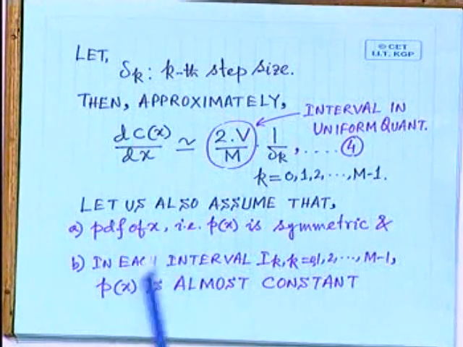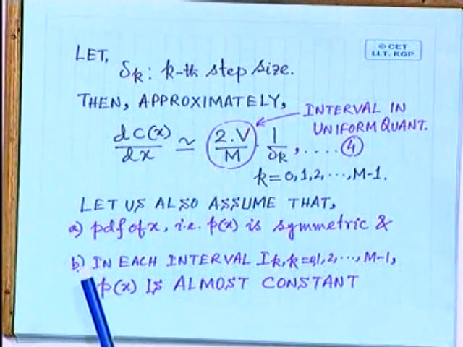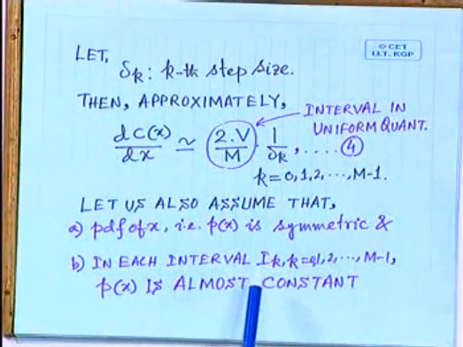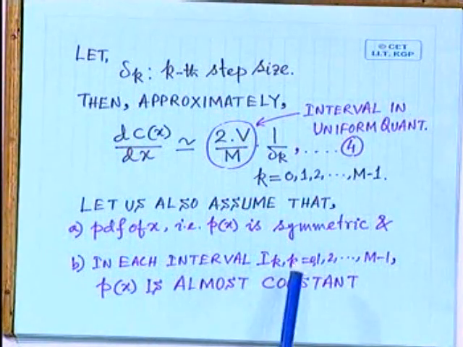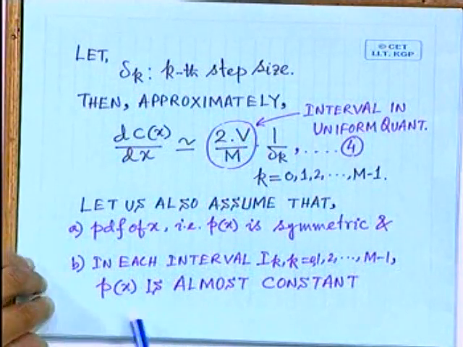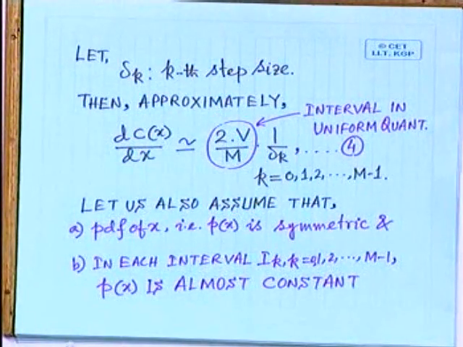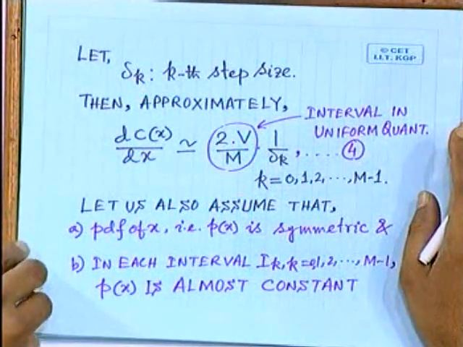Now, some set of assumptions: that PDF of x, the input signal, is symmetric around 0. That's fine, because we are expecting mean has been removed, as should be done. And then in each interval, let me call each interval by I_k, where k varies from 0 to M minus 1, p(x) is almost constant. We had a similar assumption earlier also for a uniform quantizer. Within an interval, the PDF does not change much. So with a similar assumption, now let us try to find again an expression for, you can guess, the mean square error, E square bar.